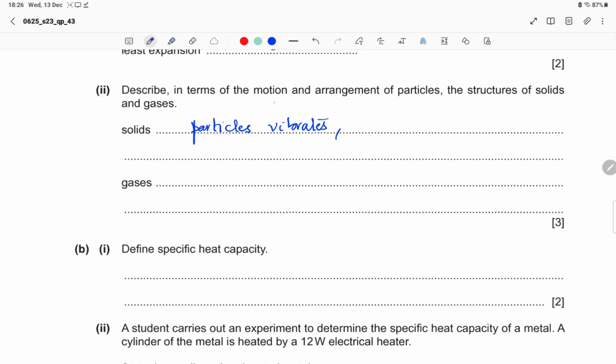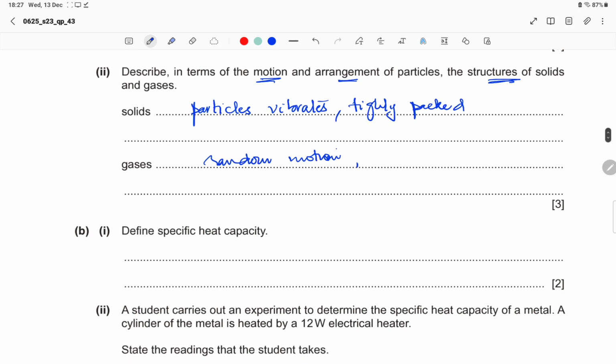The particles are going to vibrate. They are tightly packed, fixed volume. And for gases, they have random motion, and they have no fixed shape. They are not tightly packed as compared to solids, so they move freely.